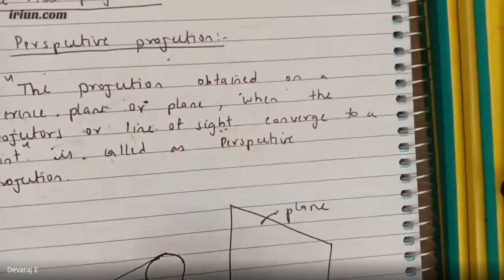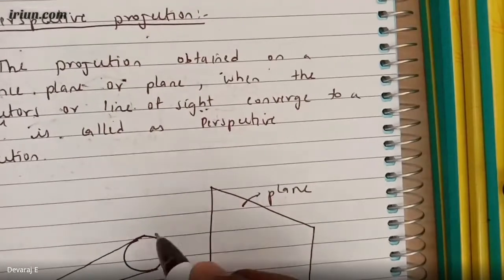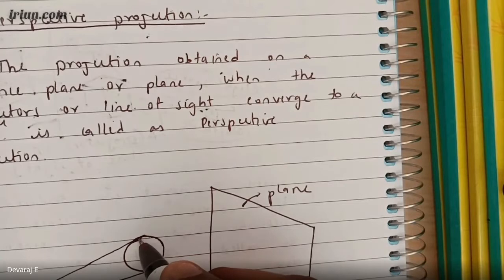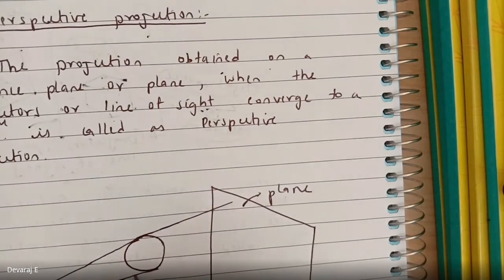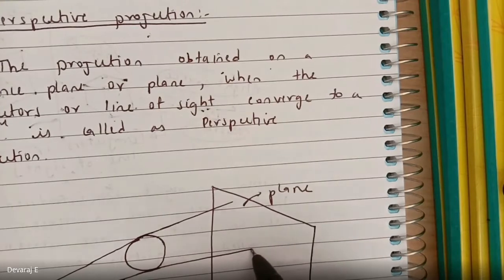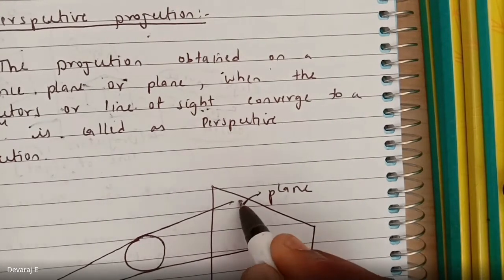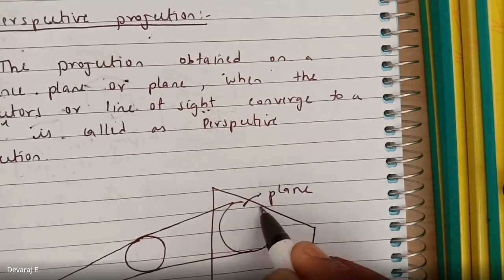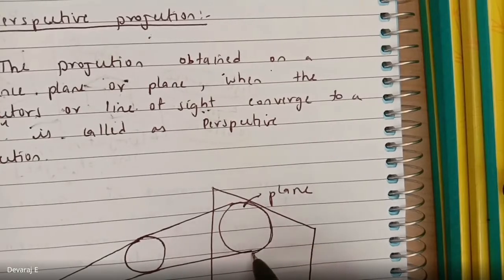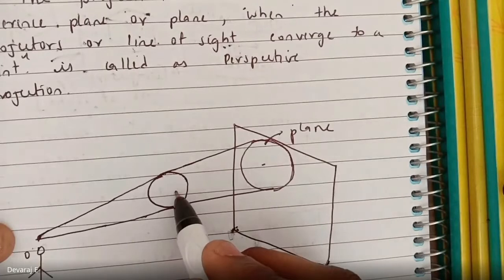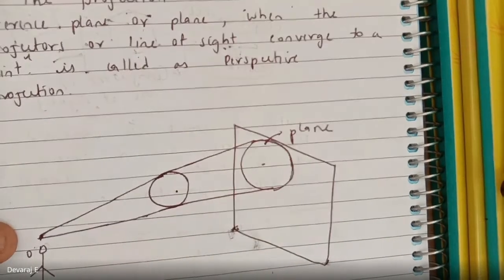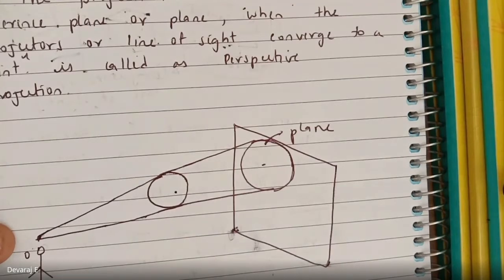So see here, when the projection is falling on the plane, it will be like this, right? So it is much bigger than your object. So right, students, hello students, can you hear me? Sir, can you tell once again perspective projection?